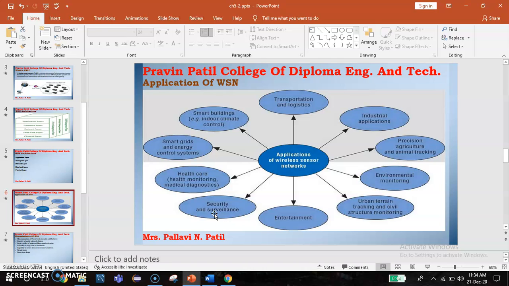The next is the body area network. The body area network specializes in sensors and transducers developed to measure the human body's parameters and human condition with predefined efficiency and accuracy.